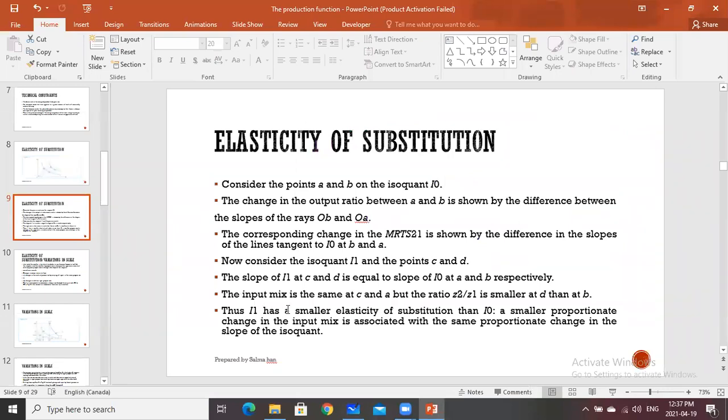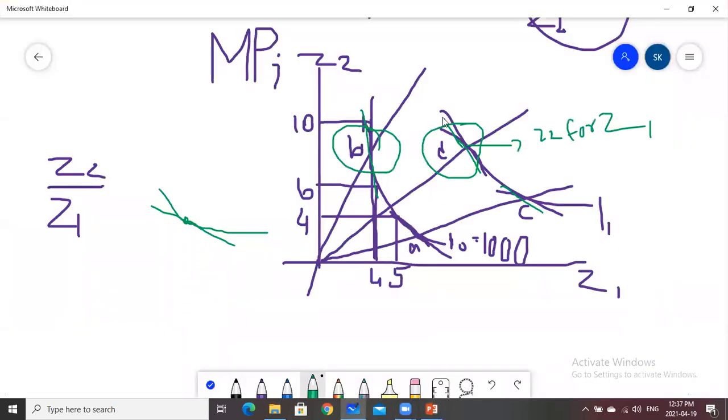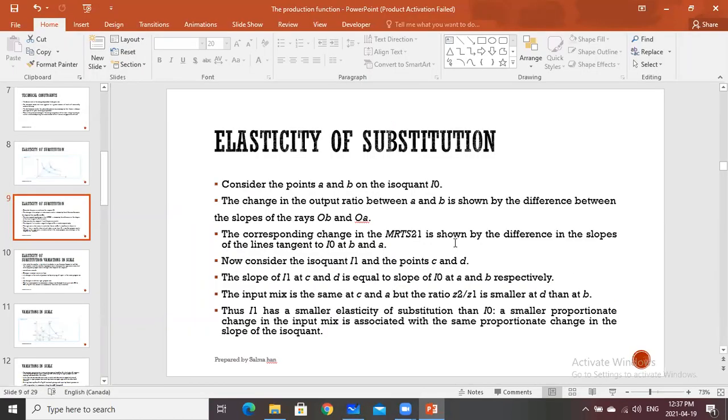Why? Because I1 has a smaller elasticity of substitution than I0. That is, a smaller proportionate change in the input mix is associated with the same proportionate change in the slope of the isopoint. यहाँ पे जो हमारे पास ये वाला curve है I1, इसकी elasticity of substitution smaller है as compared to the elasticity of substitution at I0. Therefore हमारे पास यहाँ पे क्या situation आ रही है कि smaller proportionate change होगा in the input mix, that is Z2 और Z1 की utilization इस तरह से होगी with the same proportionate change in the slope of the isopoint.